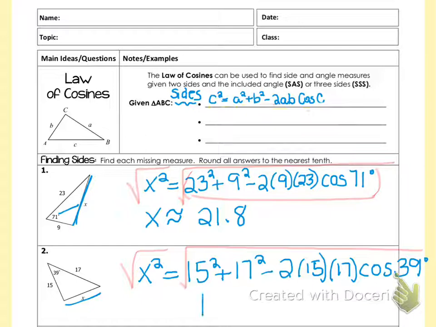And I got 10.8. Hopefully you did as well. And that's definitely a very reasonable length for that to be, and definitely in line with the 15 and the 17. And certainly the two angles across from 15 and 17 will be bigger than 39, and so it makes sense that this side would be 10.8. But otherwise, there really is no way to technically check it because, again, this is not a right triangle, so you can't go back to Pythagorean theorem to check it.